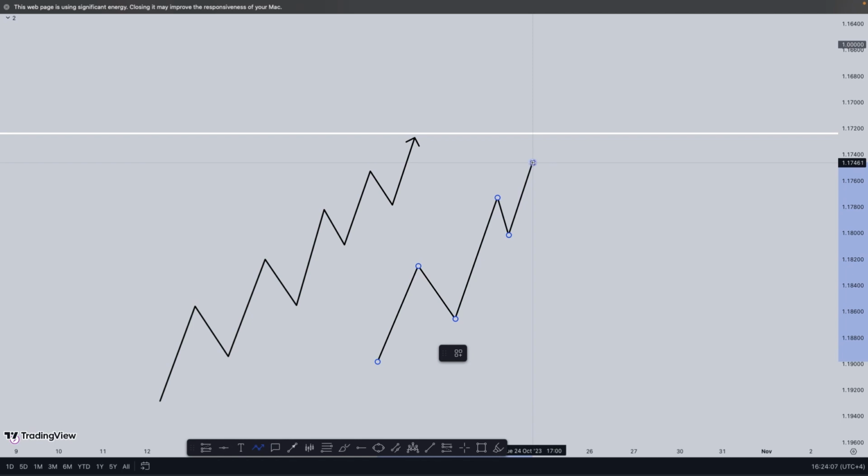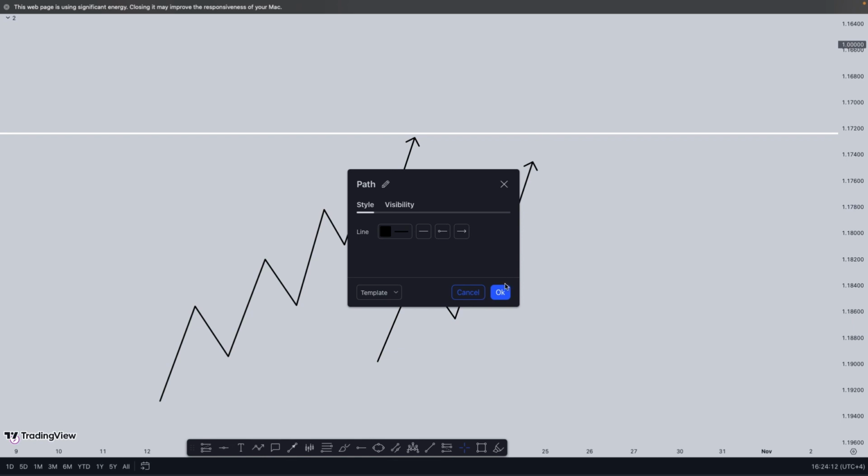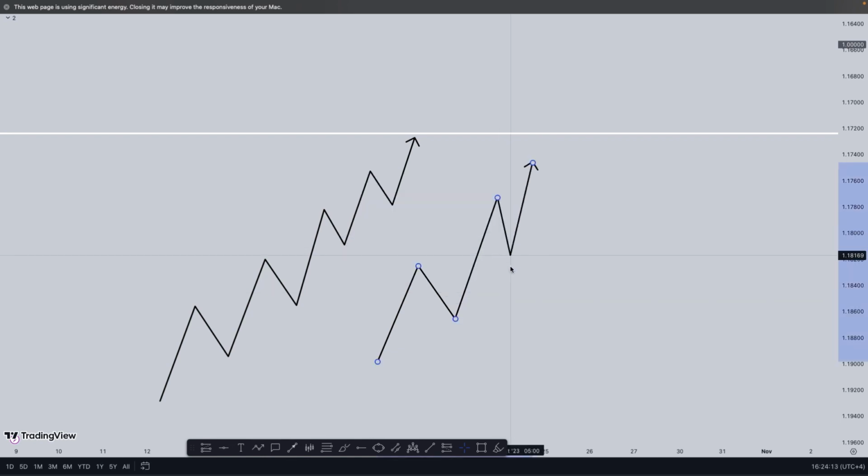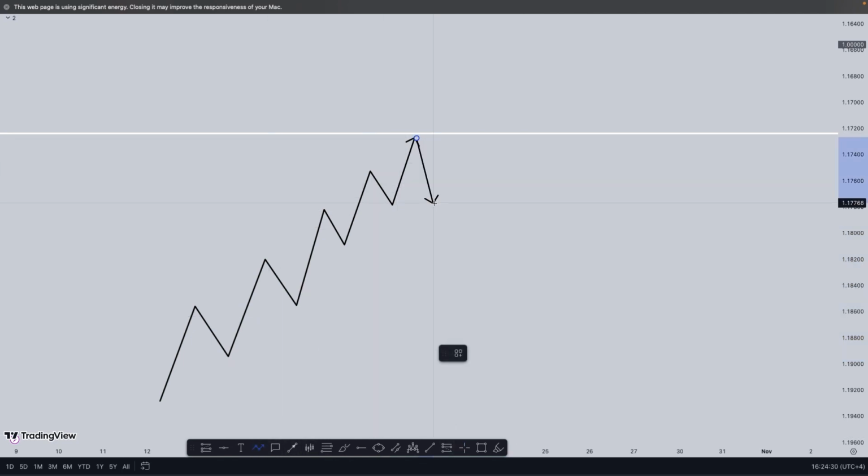This is another type of pullback. Sometimes price will also pull back to this level, right? It could just come here and then continue, or we could even have a pullback somewhere here before price will continue. So with the head and shoulder, I want this third type of pullback. I want price to pull back to the previous low, that is this low.